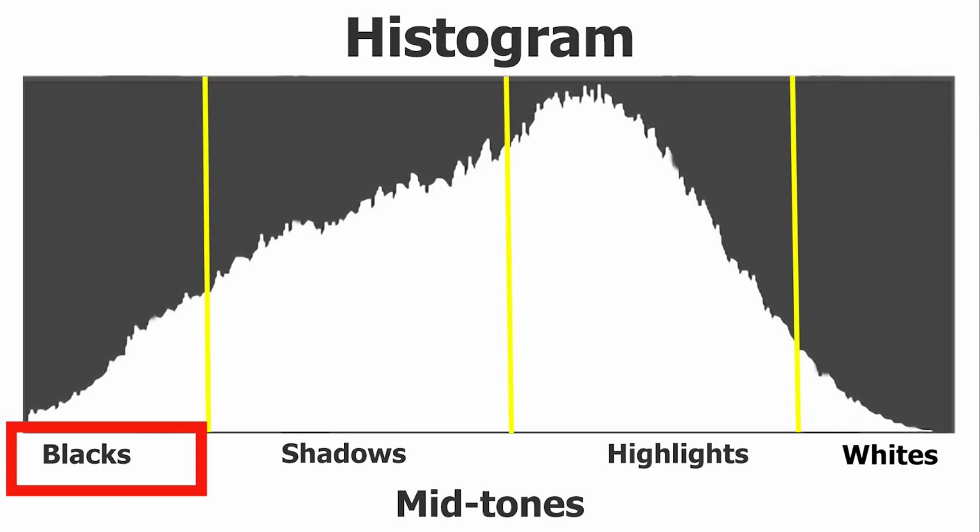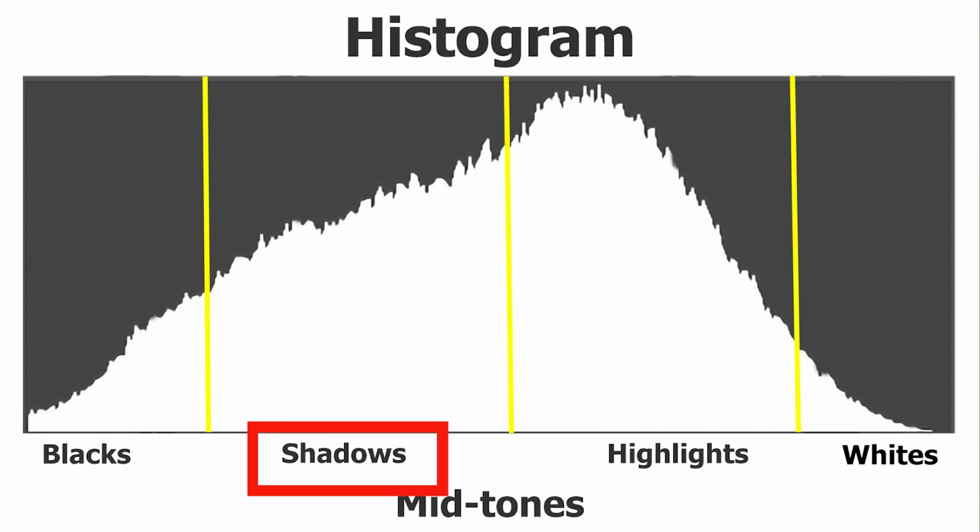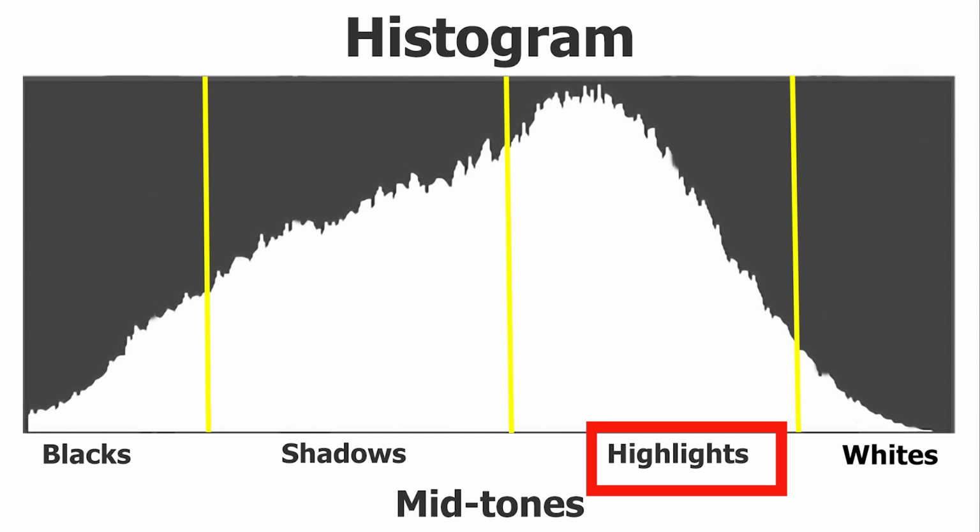The histogram is effectively broken up into 4 different parts. It has the blacks on the left as you look at it, then the shadows, then the highlights, and then the whites. It sets out 4 different tonal ranges. And ideally, when you're exposing your image, you want to be somewhere in the middle, within the shadows and the highlights range. You can use your histogram to give you that extra bit of information.